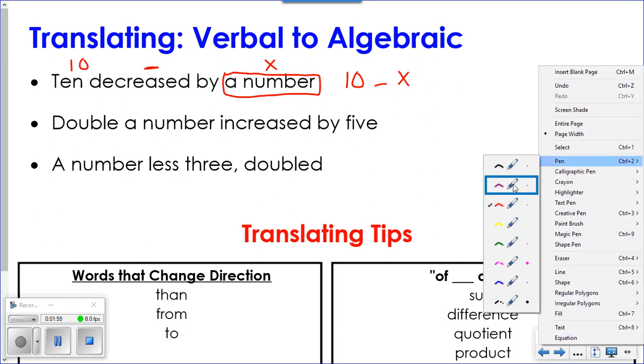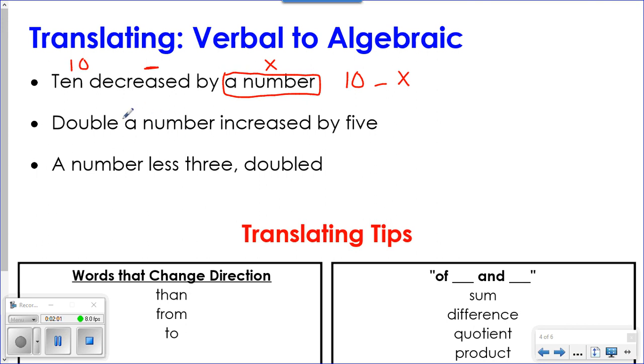Next, we have double a number, increased by 5. So I have that a number piece again. That's where my variable goes. Double means we're going to multiply by 2. Increase by means we're adding. We're adding 5. So we're always going to follow the pieces in the order that they're written, unless there's a word that tells us to flip things around. So we have 2x plus 5.